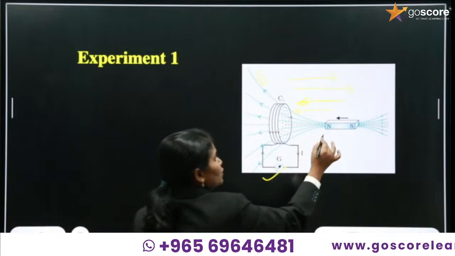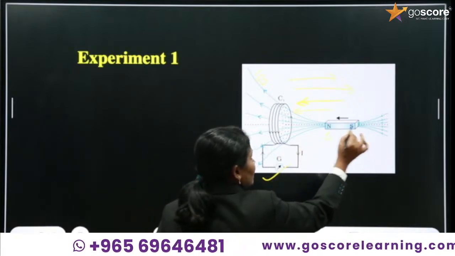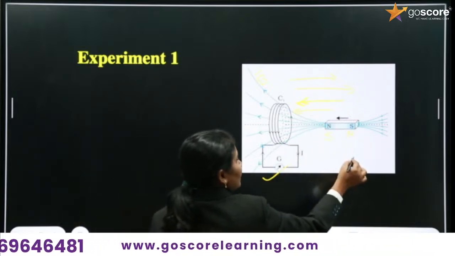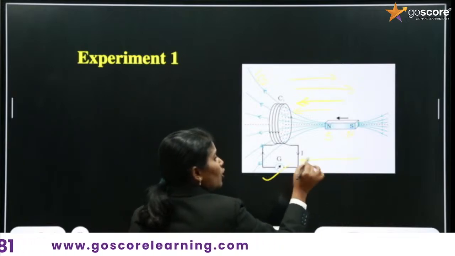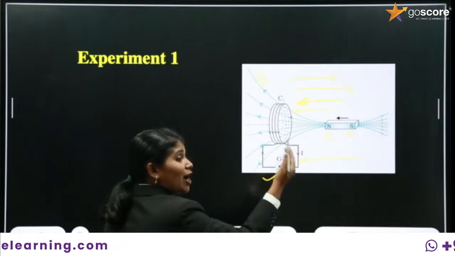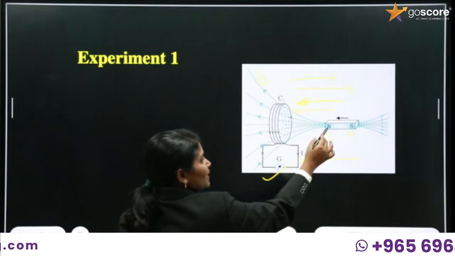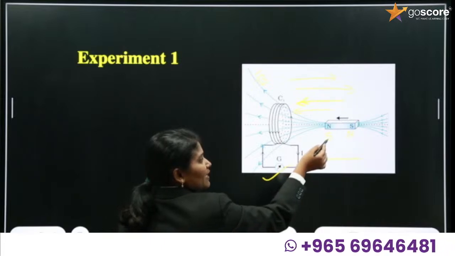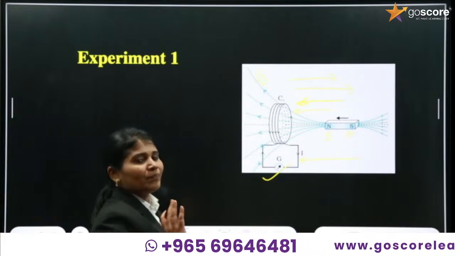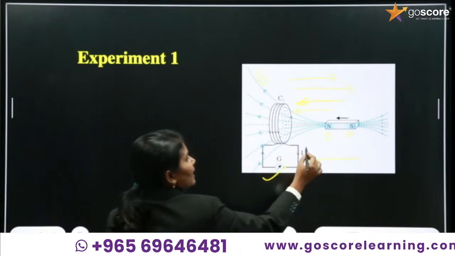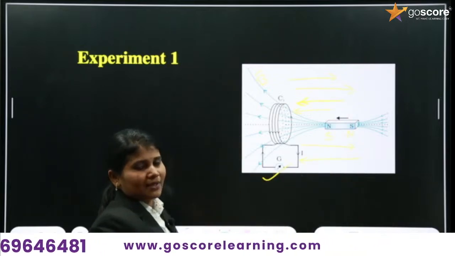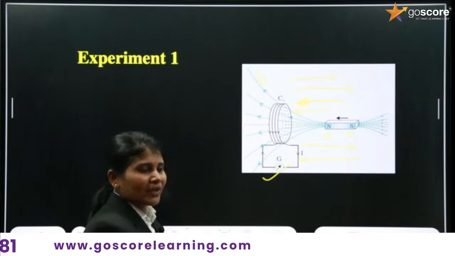Again I am taking the magnet, this time with the south pole here and the north pole there. Then again I am taking the magnet near the coil, and the galvanometer is deflecting, but in the opposite direction. From the north pole we get one direction, but when we take the south pole, it gives the opposite direction. Then when the magnet is away from the coil, it gives the opposite direction. So you understand, guys? Yes.